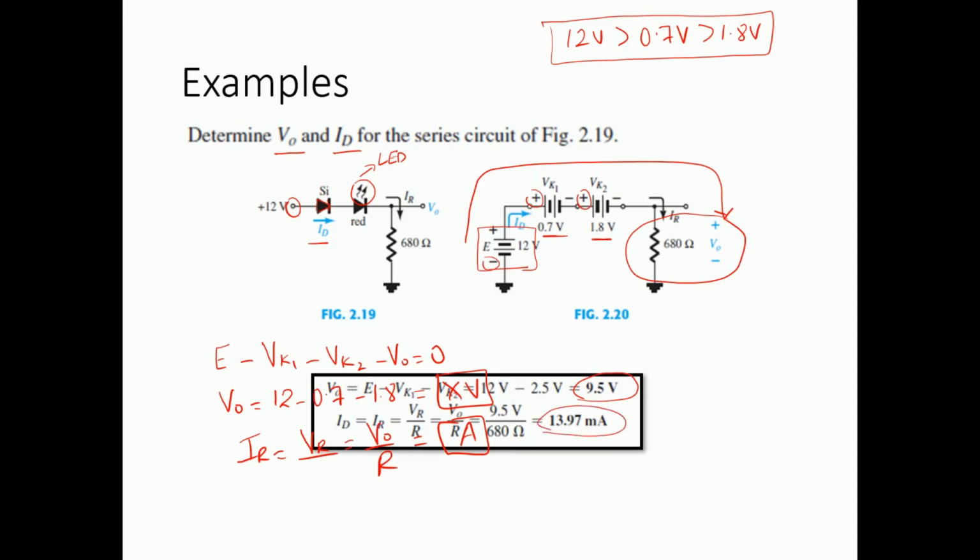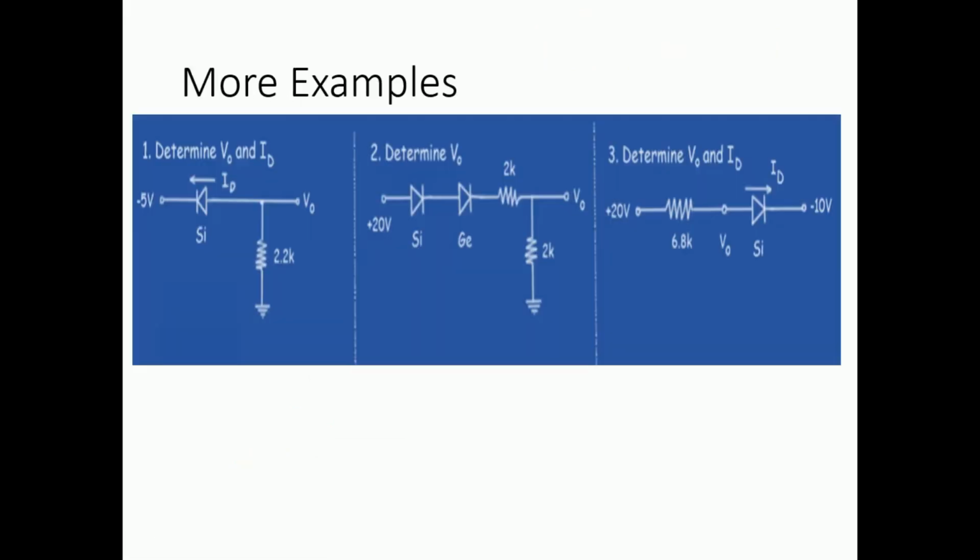I'll just remove these so that the result is clearly visible. So this is what we got in terms of the output voltage and the current flowing through the diode. Let us again look at a few more interesting examples. These are very interesting examples, so let us try to solve them one at a time.